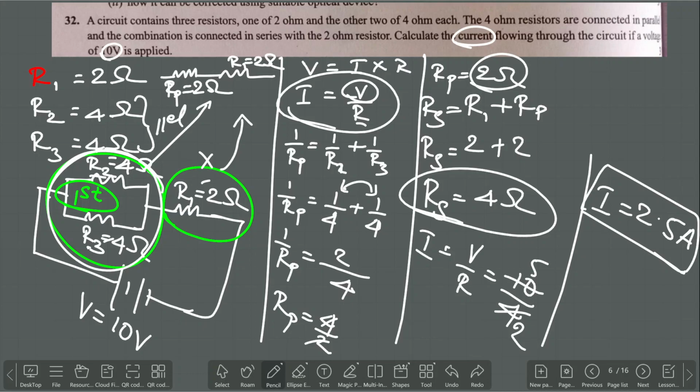So how much current is passing through the circuit? 2.5 ampere. First we need to simplify this one and then only add this along with it.